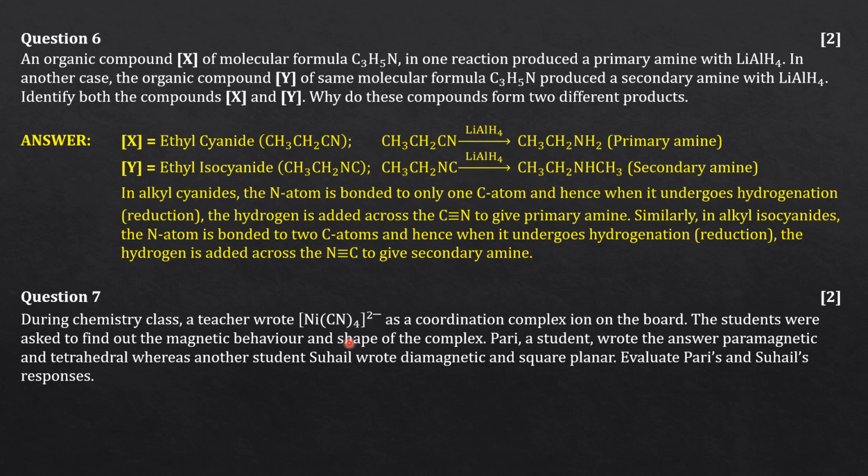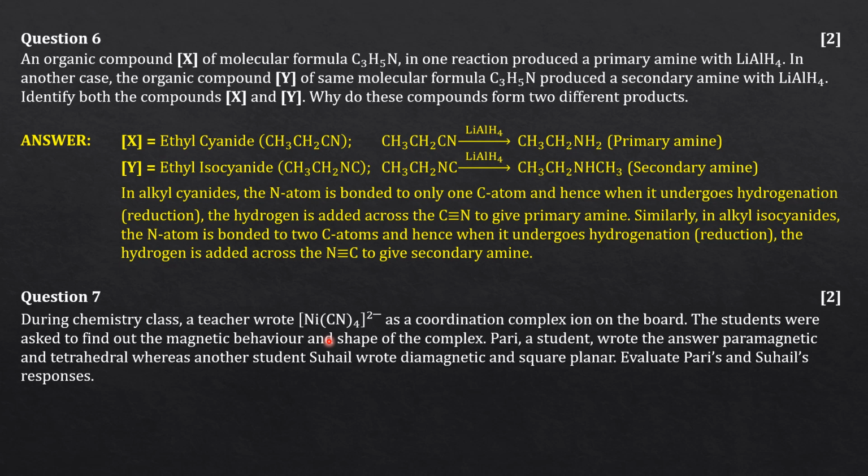This is nickel tetracyanide, then it is nickel tetrachloride, nickel tetracarbonyl, and tetraamine copper. For these four complexes, you must remember the number of unpaired electron, the geometry or shape, and the magnetic character and the hybridization. For nickel tetracyanide, the hybridization is dsp2.